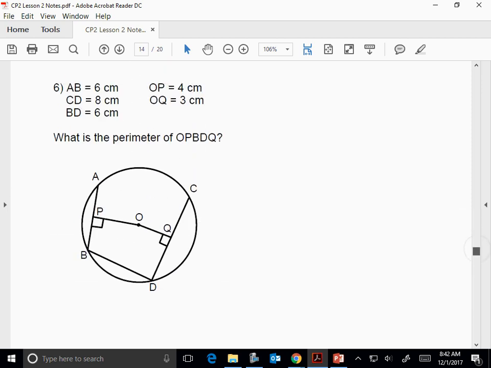There we go. Okay. AB is 6. Okay, so I'm going to label AB. I'm going to put this in red so I remember it's red. That's 6. CD is 8. CD is 8. So is AB or CD closer to the center? CD, right? The longer chord will be closer to the center. Okay. So BD is 6 as well.